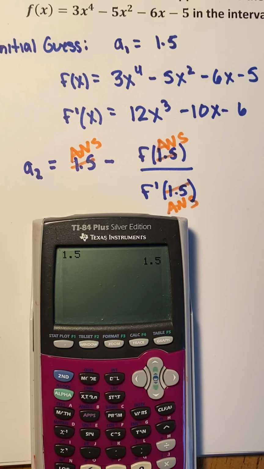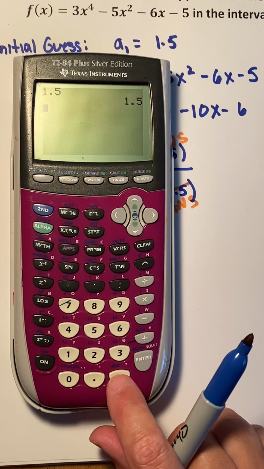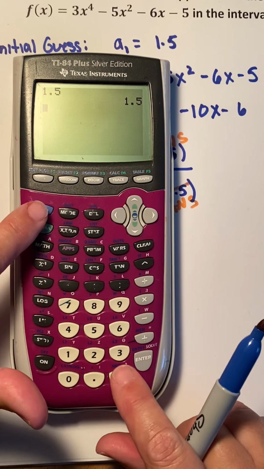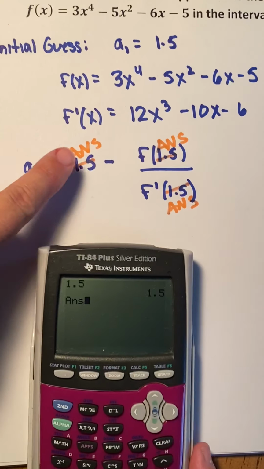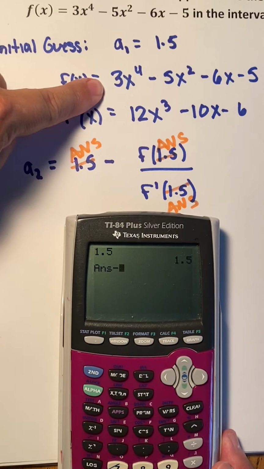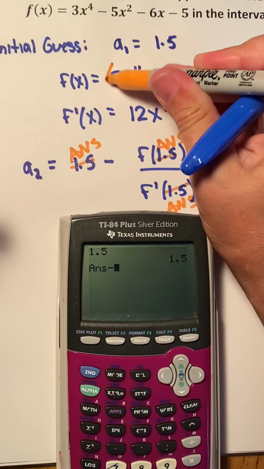If you look right above your negative button, it says answer. It's hard to see mine because of the color of my calculator, but right above negative, it says answer. So I'm going to do second answer because I'm going to take my answer and subtract from my answer this function evaluated at my answer. So parentheses are essential.